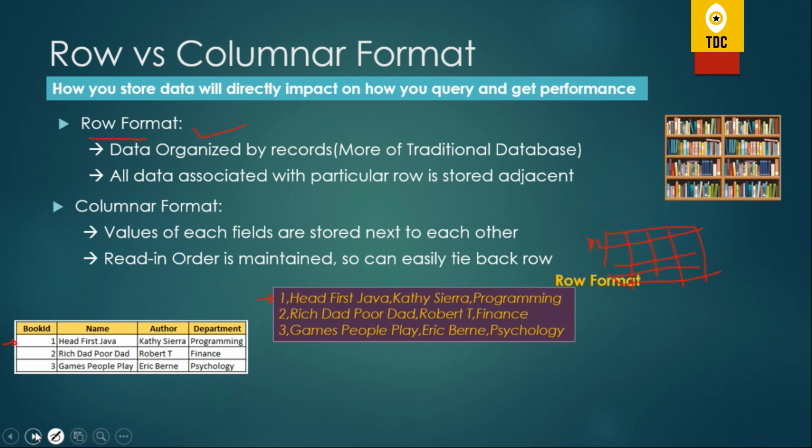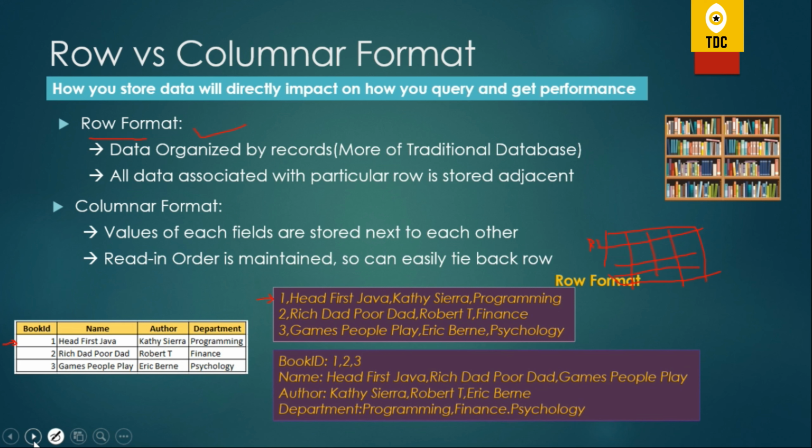And what about columnar format? In columnar format, the values of each field are stored next to each other. Read order is maintained so you can easily tie back the rows. What am I talking about here? If you see here, you can clearly note the difference.